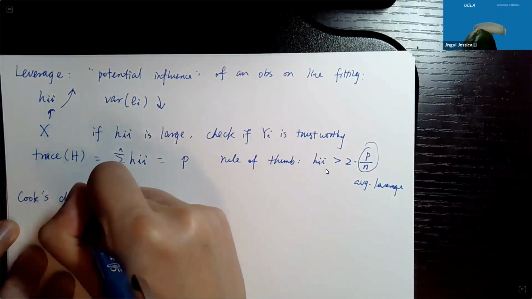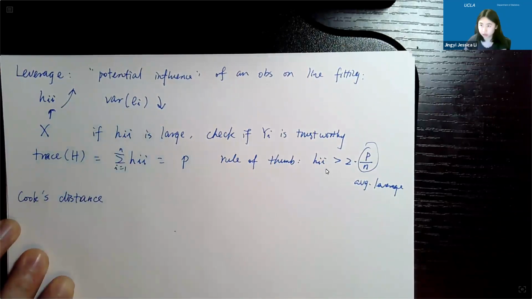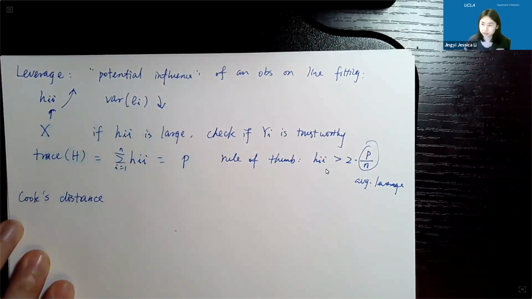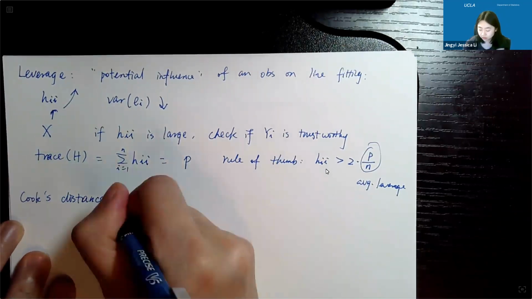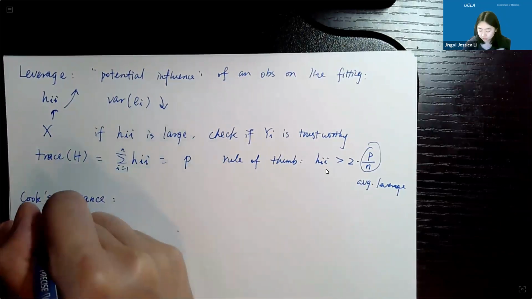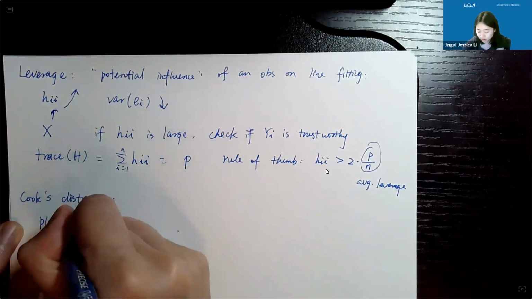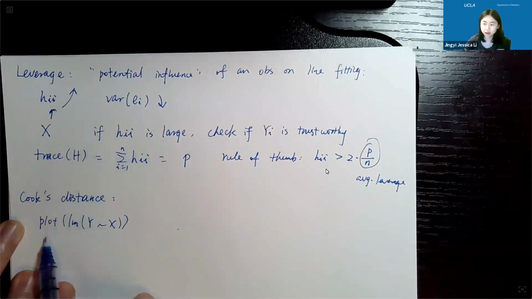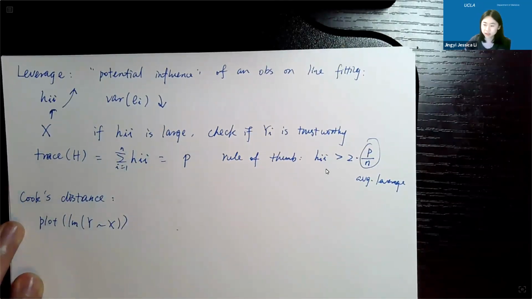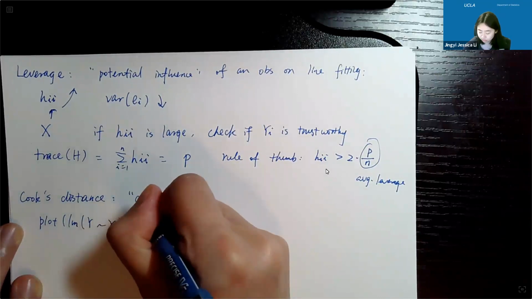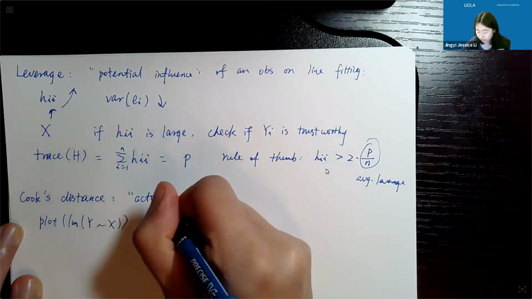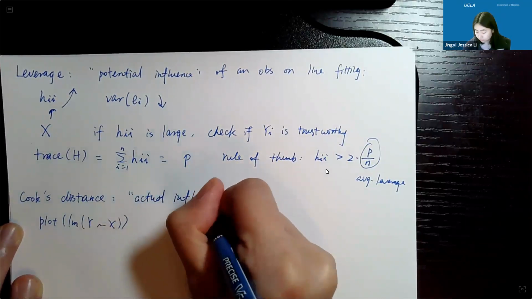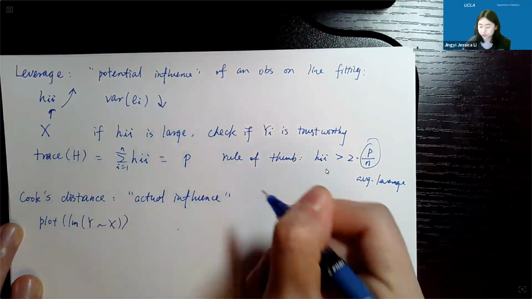You are going to see both the leverage and Cook's distance if you run the regression diagnostics in R. For example, you can check this if you do plot(lm(Y ~ X)), something like this. Then R will output a set of plots, including all the information we discussed here. So the Cook's distance is what we call the actual influence. So it's not just potential, it's the actual.